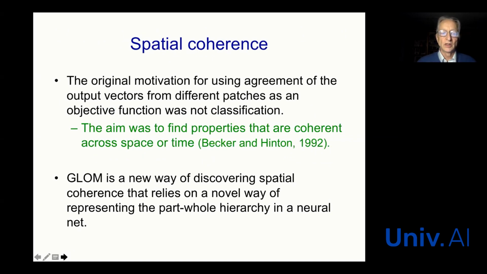So the original motivation for doing this matching of patches was to find properties that are spatially coherent across space or across time. In Glom, we're going to discover spatial coherence by learning the part-whole hierarchy. And the kind of spatial coherence we're going to discover is that if you see a nose and if you see a mouth, and if they're in the right relationship to make a face, then they're spatially coherent.